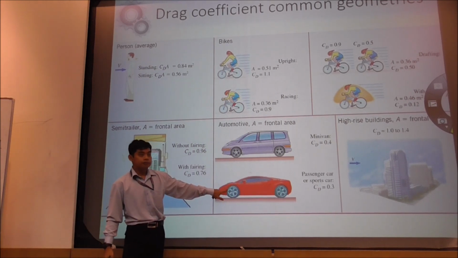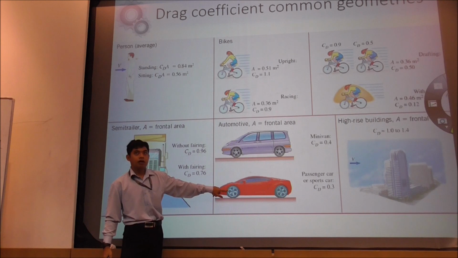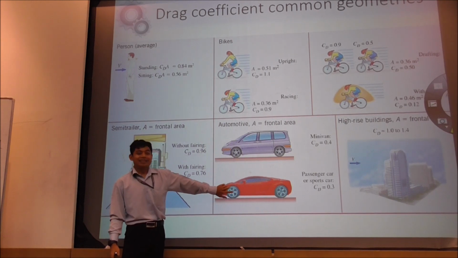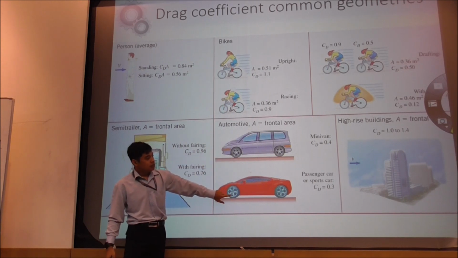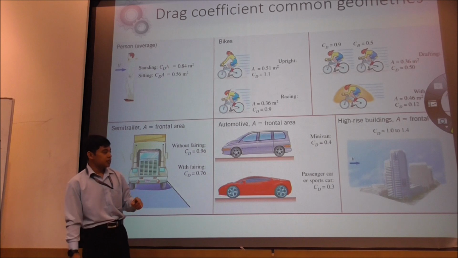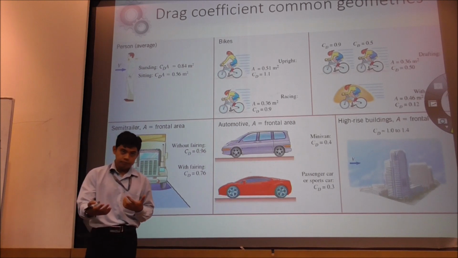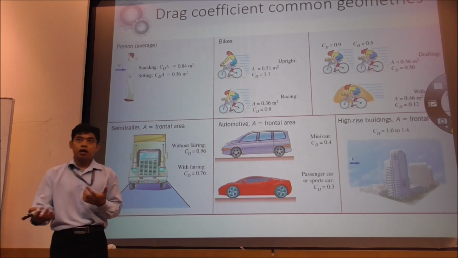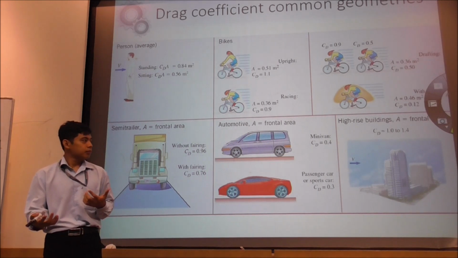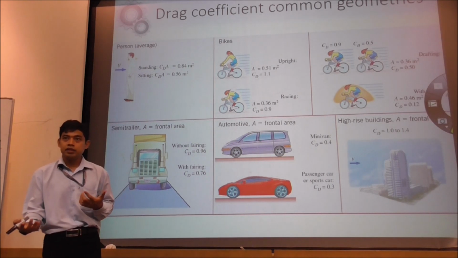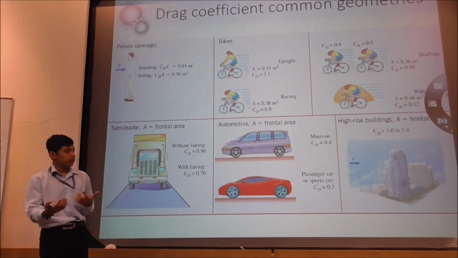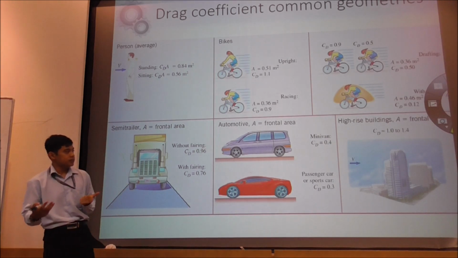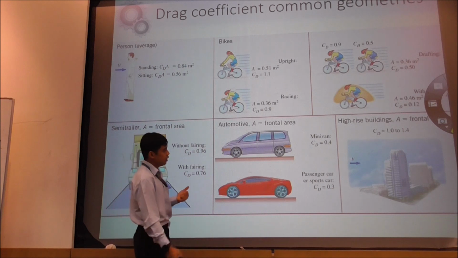If you have a Ferrari, or you can say now a Tesla, Tesla has a better CD, right? So for a passenger car or sports car, the CD is 0.3. If I remember correctly, Beza is 0.28. So Beza is among the cars that have the lowest drag coefficient in Malaysia.